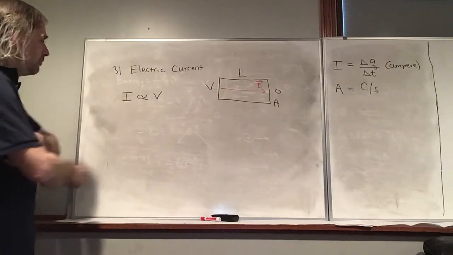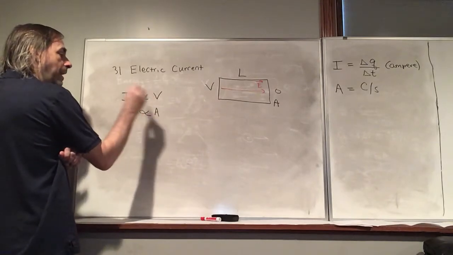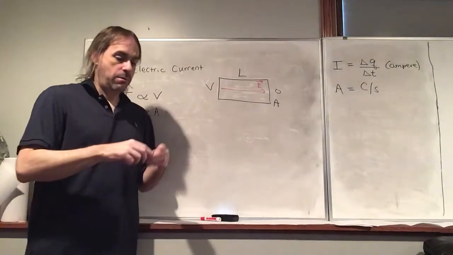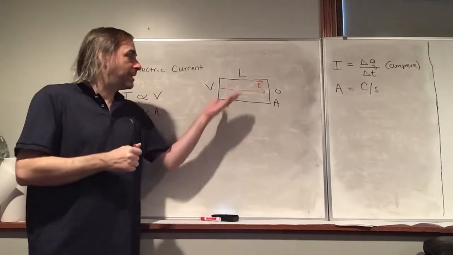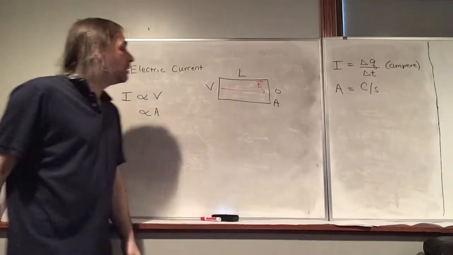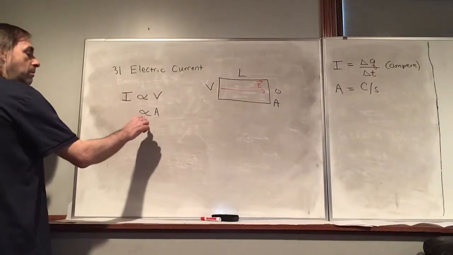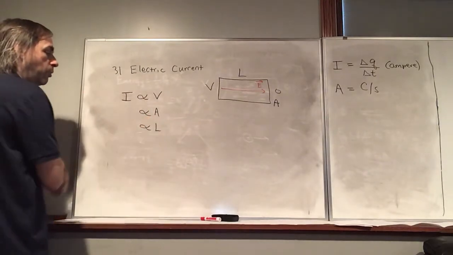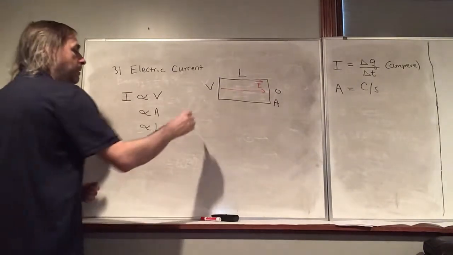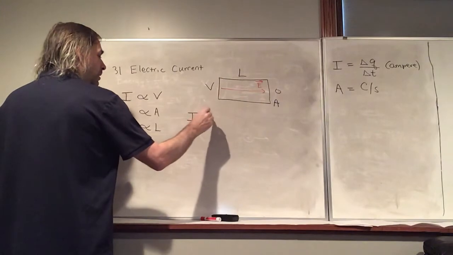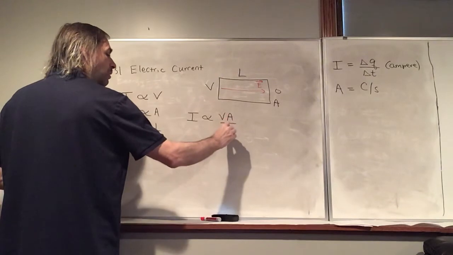How do these factor into the current? The current is also proportional to this cross-section area. If you say this is a wire, and you have a thicker wire, you get more current flow. But it's inversely proportional to the length. And so we can combine all of these things and say that the current is proportional to V A over L.